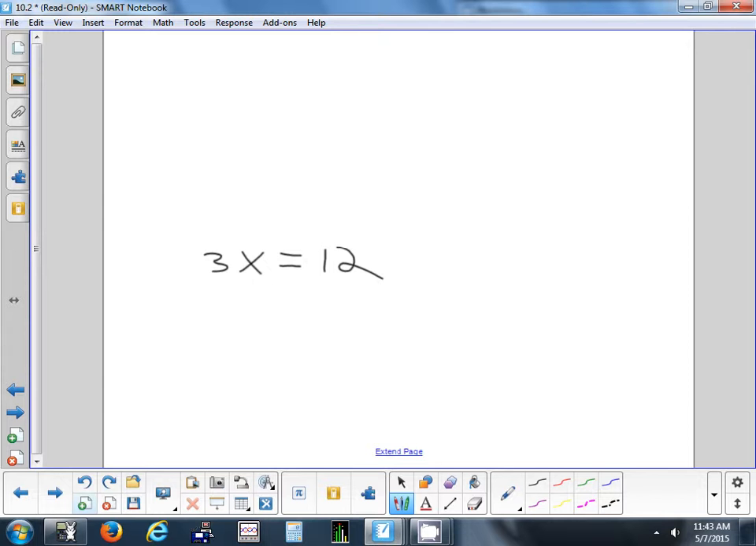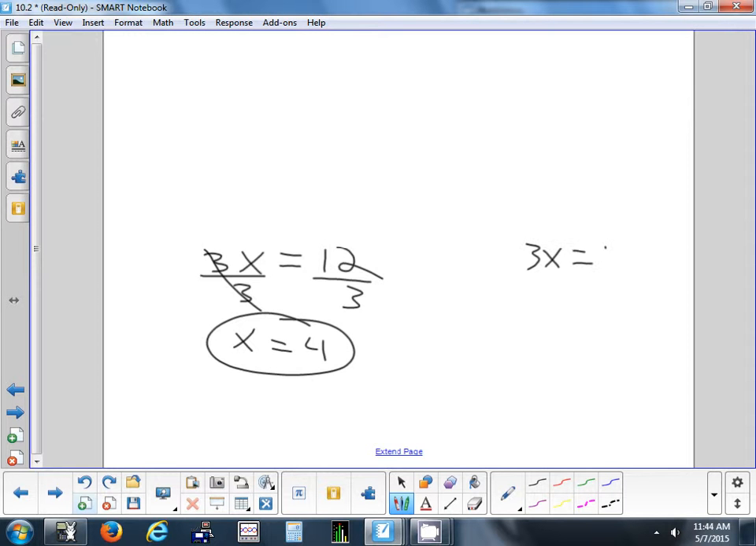How would you solve that equation? 3x equals 12. Yeah? Divide both sides by 3. Okay, that works. That's fine. Let's look at it again. What's another way to solve that equation?